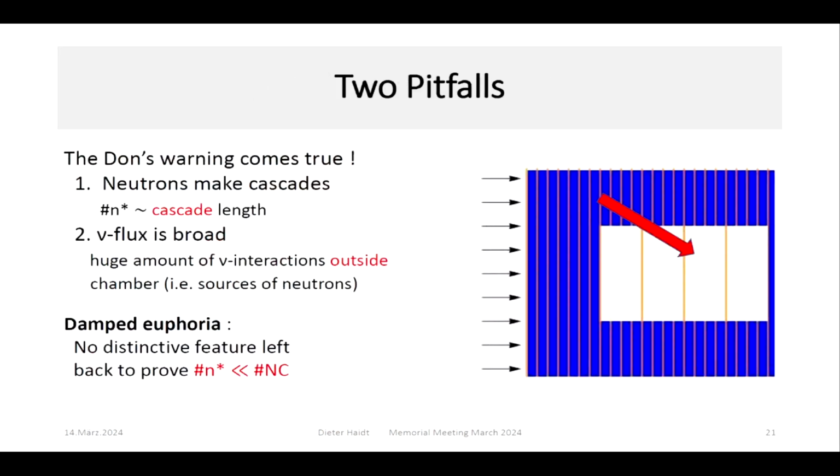So just at the end of this conference, two guys stood up and said, wait, you have forgotten something. Namely, the neutrons make cascades. Therefore, it is not the interaction length which is relevant, but the cascade length, which can be much bigger. Therefore, the background can be much bigger. On the other hand, the neutrino flux is not just centered at the entrance window, but extends over the full range where lots of material is. This means that many more neutrino interactions are outside. If then by chance the neutron is emitted at a certain angle towards the chamber, it was filling completely the chamber, and therefore there was no distinctive feature left. So therefore the euphoria was damped, and we are back to the main problem, namely to prove that the background is much smaller than the number of candidates.